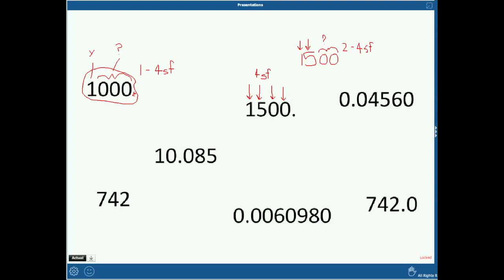So if you get a number like 1,500 on your test or your quiz, there'll definitely be a decimal place. There's no numbers like 1,000 or 1,500 or anything like that without decimal places, because they are ambiguous and it's hard to tell.